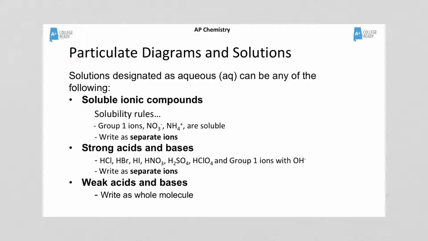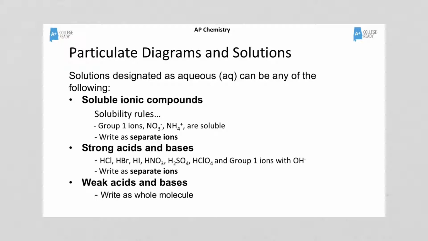So, we know solutions are designated as aqueous. You see the AQ symbol. And again, this could be maybe a soluble ionic compound. And we know, from our solubility rules, group 1 ions, nitrate, and ammonium ions are soluble. When we have something like this and we're asked to write net ionic or recognize it as net ionic, we would have separate ions. Also with strong acids and bases, and there are the 6 strong acids, and the most common strong bases are group 1 ions with hydroxide ion.